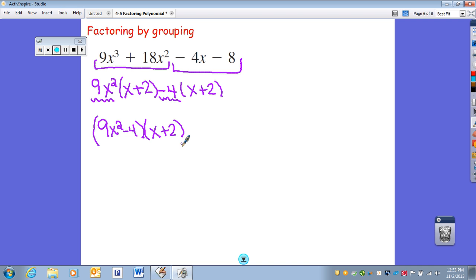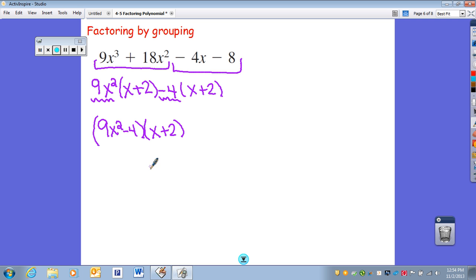Now, if you take a look, the reason that this is possible is we're actually doing the distributive property in reverse order, because if I multiply 9x squared times x plus 2 and negative 4 times x plus 2, the result will be that previous step. And then if I multiplied 9x squared times x plus 2 and negative 4 times x plus 2, I would be back at my original.